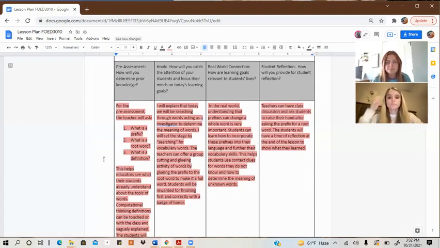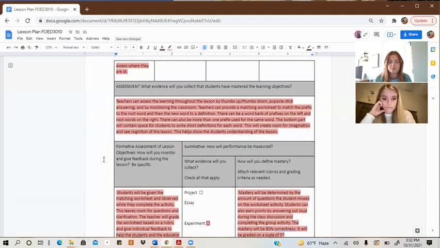For student reflections, teachers can ask the class to have a discussion and ask if there are any remaining questions by reflecting on the prefix and the root word. Students will have time for reflection at the end of class to show what they've learned.